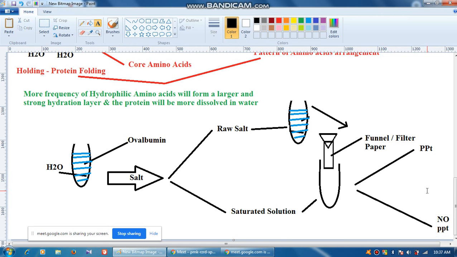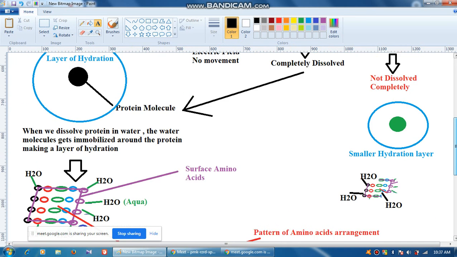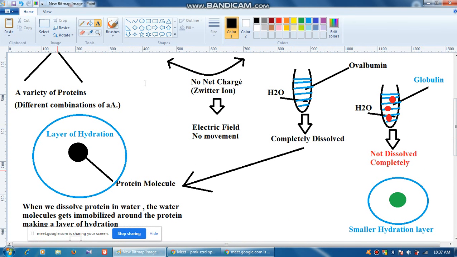Did you understand? So what did we say? We did two things. So when we added raw salt, what has happened? Why is there a precipitate? The precipitate is there because the salt concentration is so high that all the salt molecules have removed this layer of hydration.